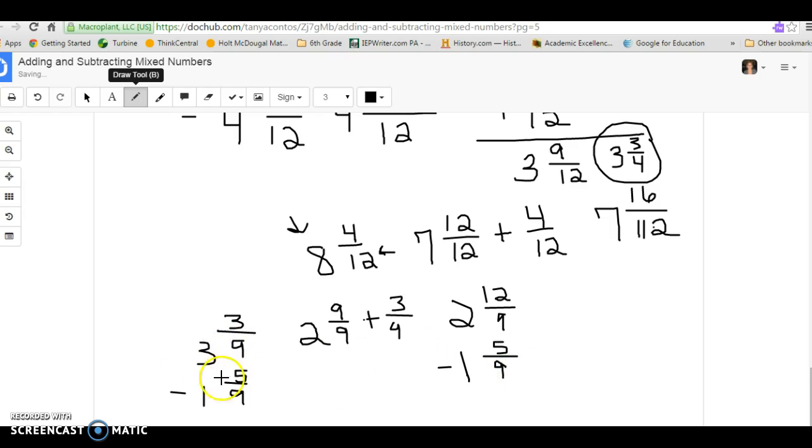So again, you're subtracting 1 from the whole number and attaching a fraction to it that matches the denominator that you need. This is going to leave me with 7 ninths when I subtract 12 minus 5, and 2 minus 1 is just going to be 1. So the answer is 1 and 7 ninths.